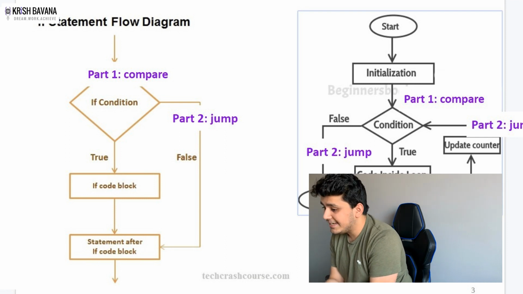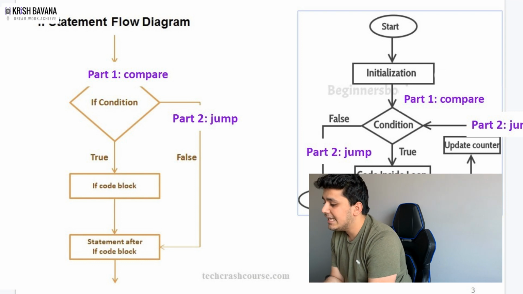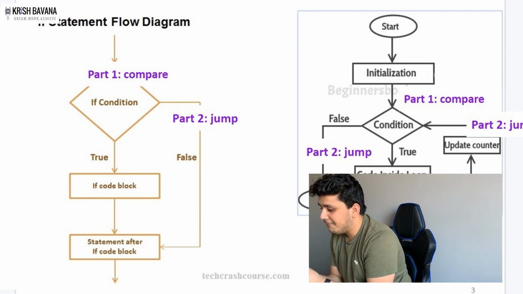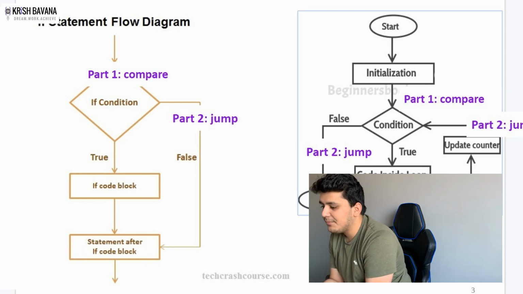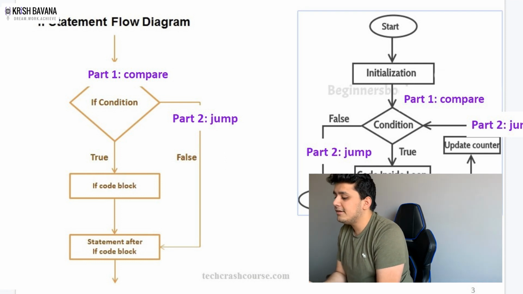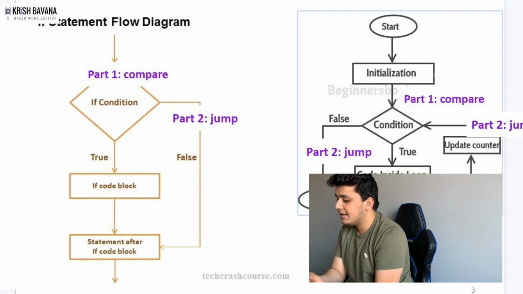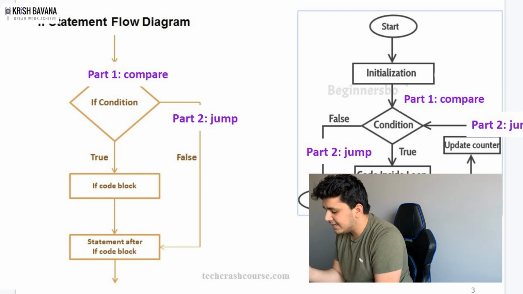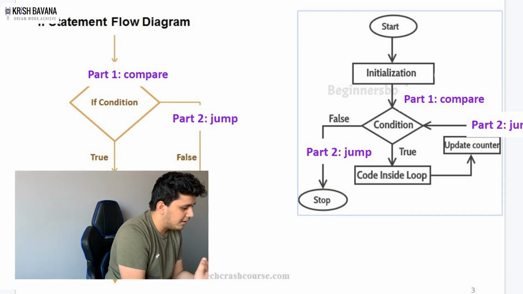So for example, if you are dealing with the if statement, the first thing we do is we check whether the if condition is right. If it is right, we execute the true block. If not, we directly jump to the statement which is after the if code. If it is true, we execute what is happening and then we execute the statement which is after the if code block.